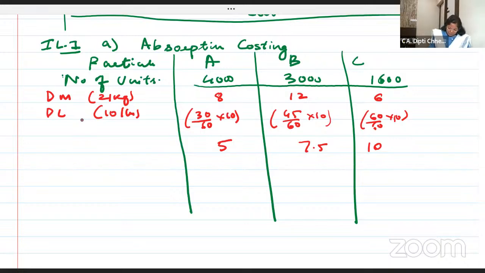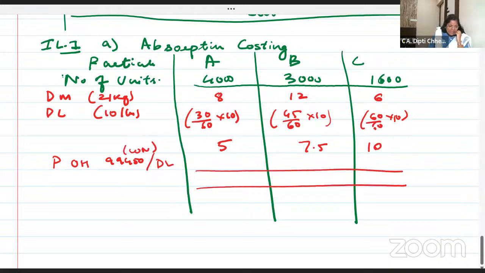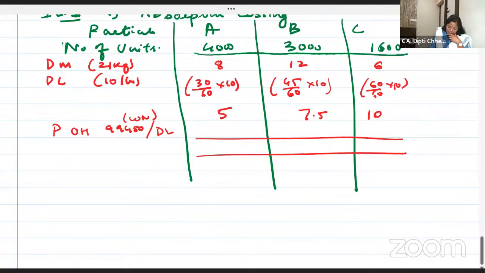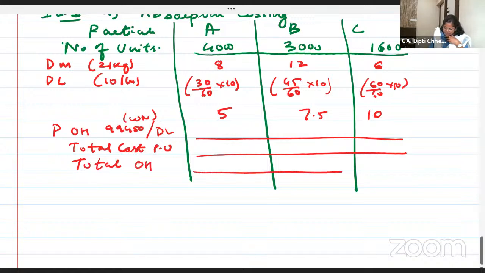Now production overhead in the traditional approach. In the traditional approach, the production overhead given to you is 99,450, and you divide it by labor hours. But the labor hours have to be calculated first. Labor hours: 99,450 divided by direct labor hours. We'll do it in working note 1, and you will get the overhead rate per hour, then the total cost per unit, and then the total overhead multiplied by the number of units.